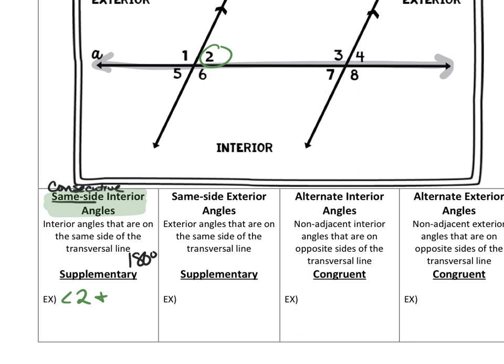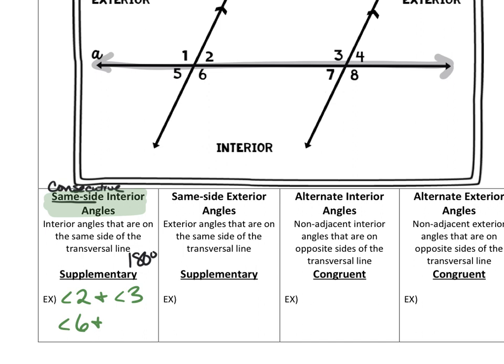What angle's on the same side? Ooh, but also on the inside. 3, very good. Okay, so angle 2 and angle 3 are consecutive interior angles or same side interior angles. There's only one other pair of consecutive interior angles. One of them is going to be angle 6 because it's on the inside. Which angle is on the same side, consecutive side, and on the inside?